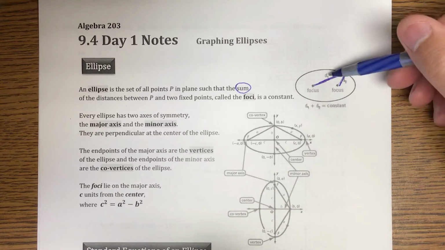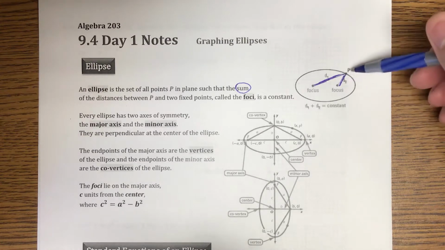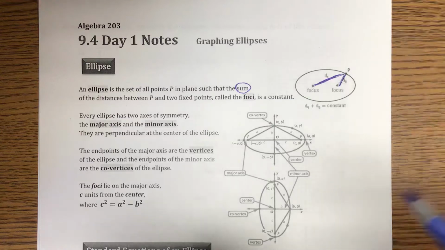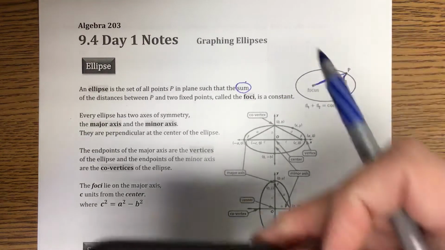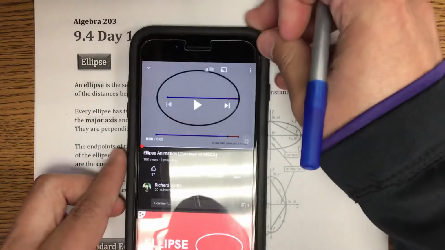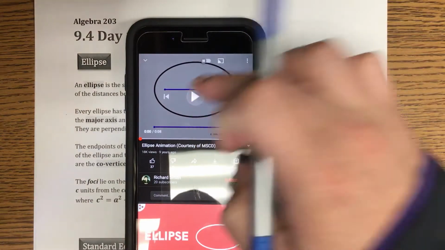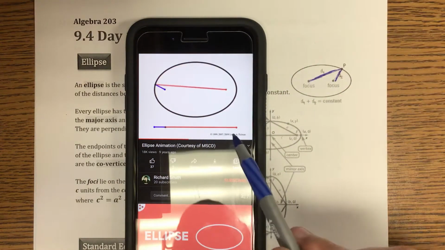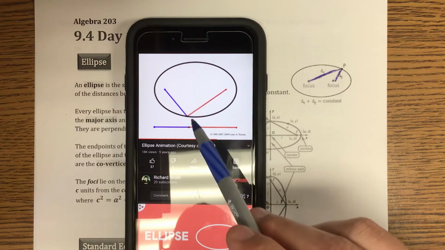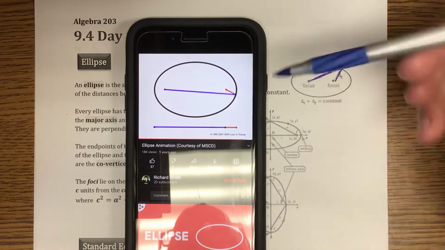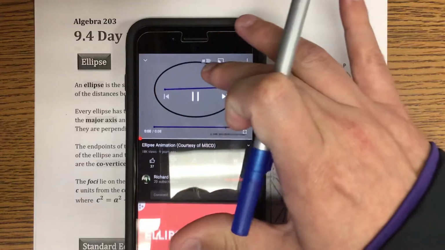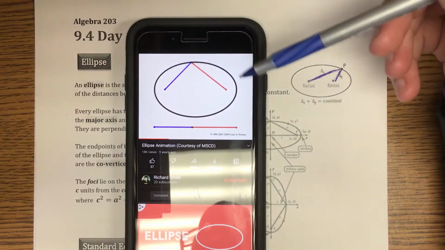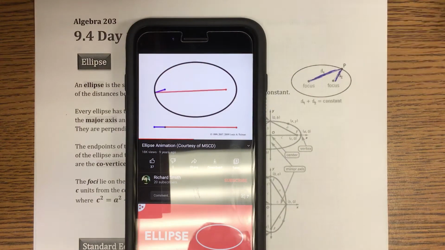So imagine this being one distance and this one being the other. As that point moves around the ellipse, the sum must always be the same. So here's just a quick animation of that. So notice the red plus the blue is always this length right here. No matter what point you pick on the ellipse, the sum of the red and the blue distance is always the same, and that's how an ellipse is formed.